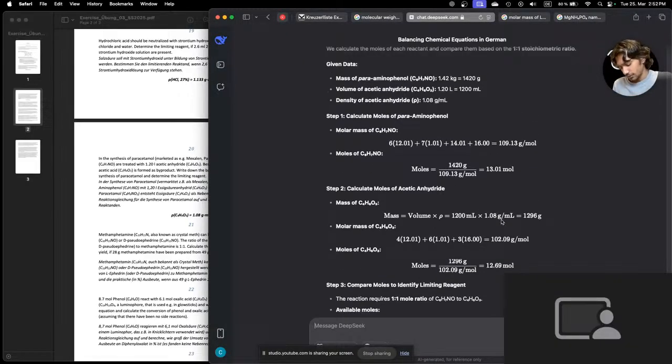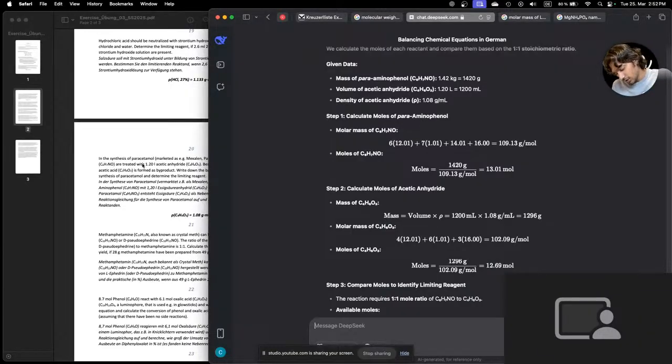So moles of para-aminophenol and moles of acetic anhydride, right? Acetic anhydride is C6H7NO2 and C4H6O3.